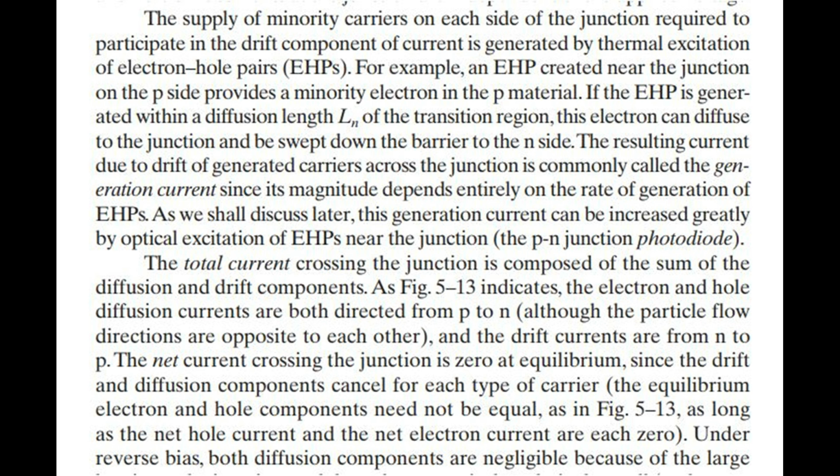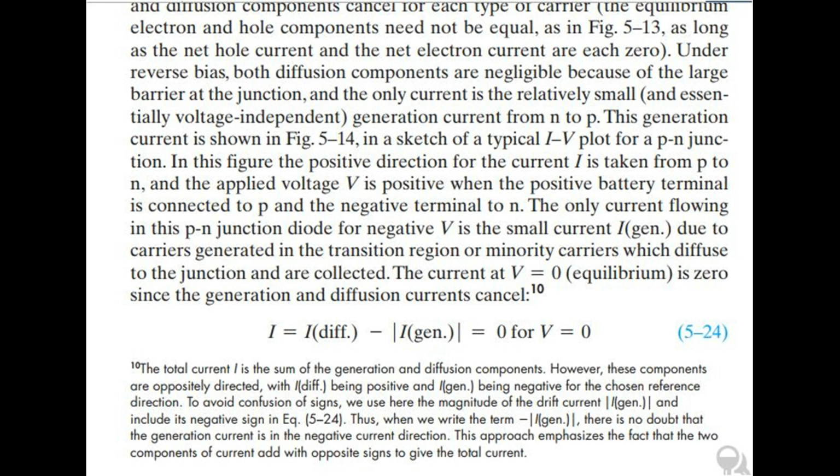Under reverse bias, both diffusion components are negligible because of the large barrier at the junction, and the only current is the relatively small, and essentially voltage independent, generation current from n to p. This generation current is shown in Fig 5.14, in a sketch of a typical IV plot for a p-n junction. In this figure, the positive direction for the current I is taken from P to N, and the applied voltage V is positive when the positive battery terminal is connected to P and the negative terminal to N.